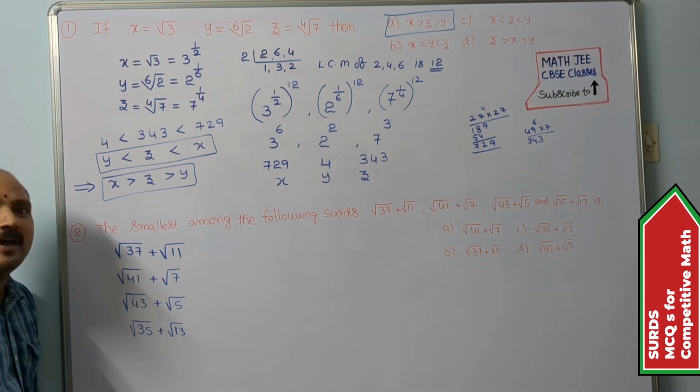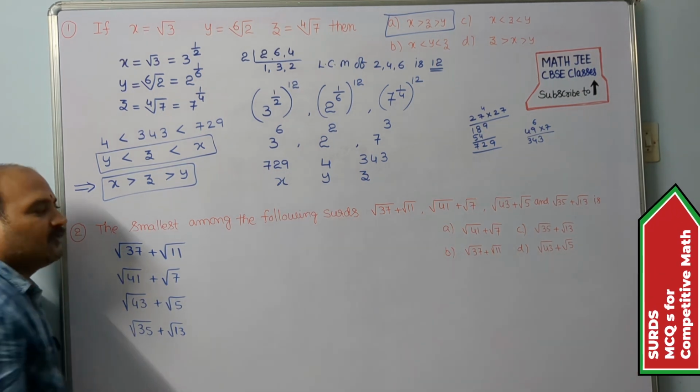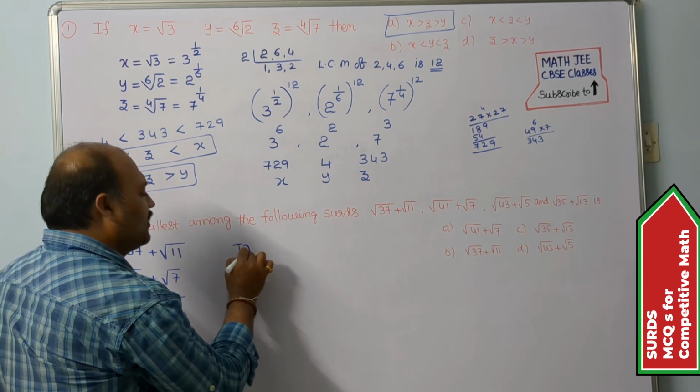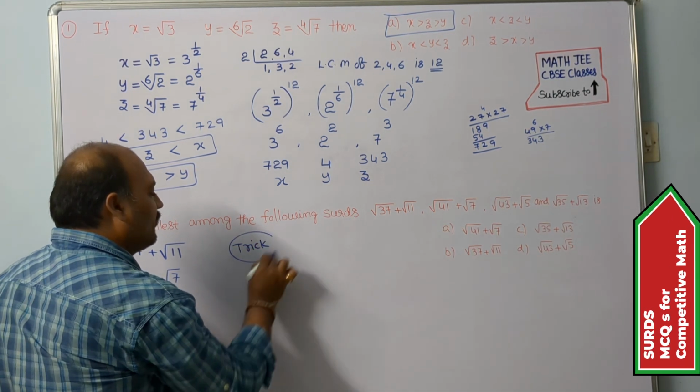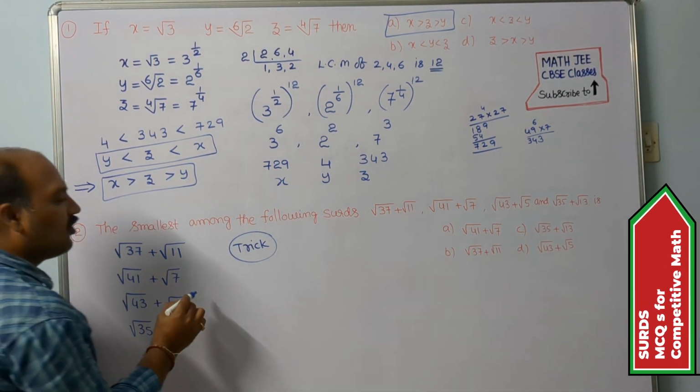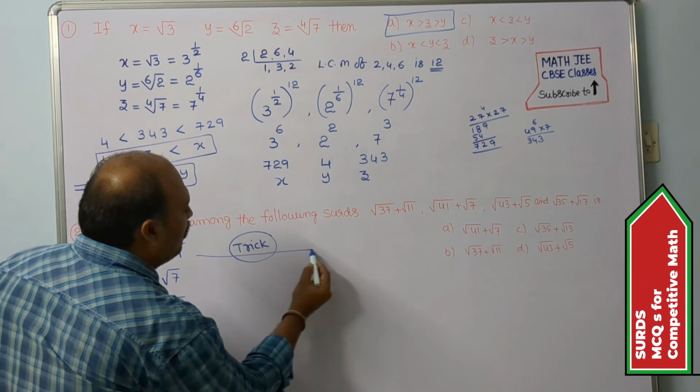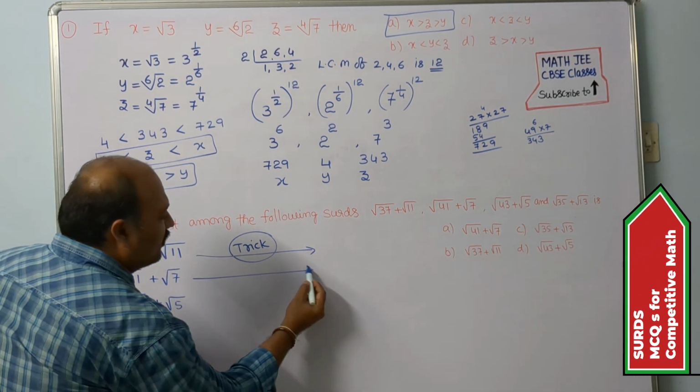Other than this method, I am going to tell one trick. The general trick I am going to apply. See how it is. First you have to make the product of these surds.